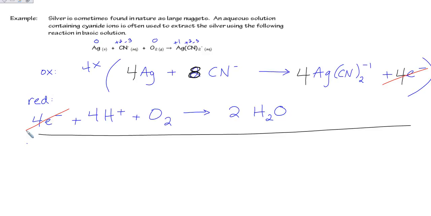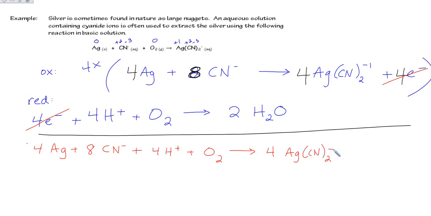In any order, 4 silver, 8 cyanide. I'm going to have 4 hydrogen ions and the O2 oxygen gas. On the product side, I'll have the 4 silver cyanide ions. The electrons cancel, so we'll just have the 2 water molecules. All right, so if this was an acidic solution, we would be done. So hopefully that part rang a bell.